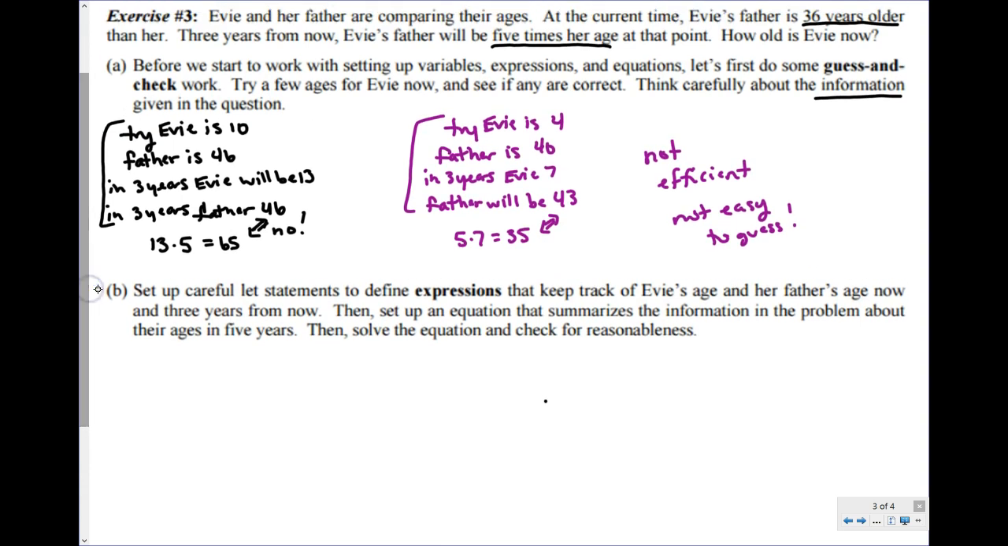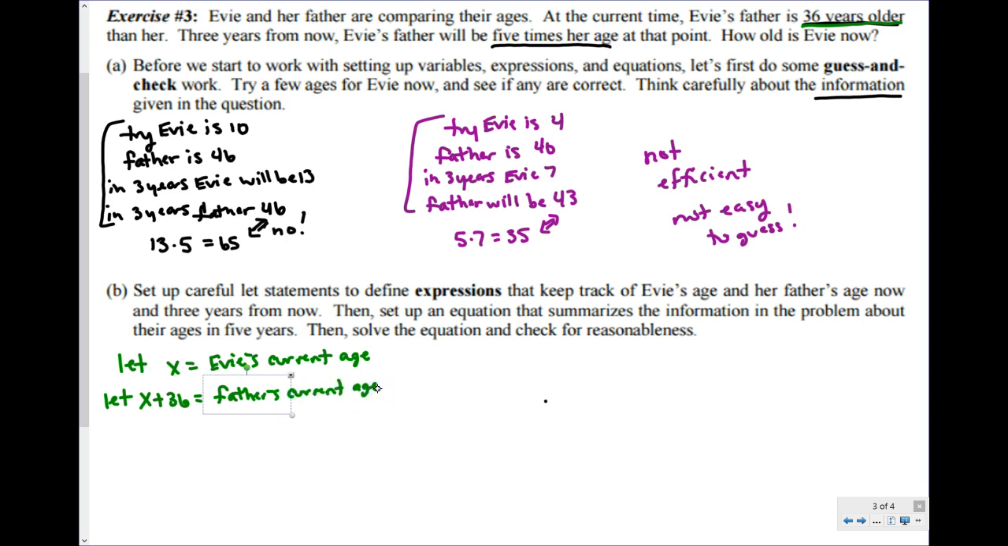You have to pay very close attention right here because there's several let statements we have to make. Let's start with the simplest one. Let's let X be Evie's current age, how old she is right now. Then we can figure out her father's age. How old is her father? Her father is 36 years older. So then I can say, we'll let whatever Evie's age is, X, plus 36, that's going to be the father's age. Current age.